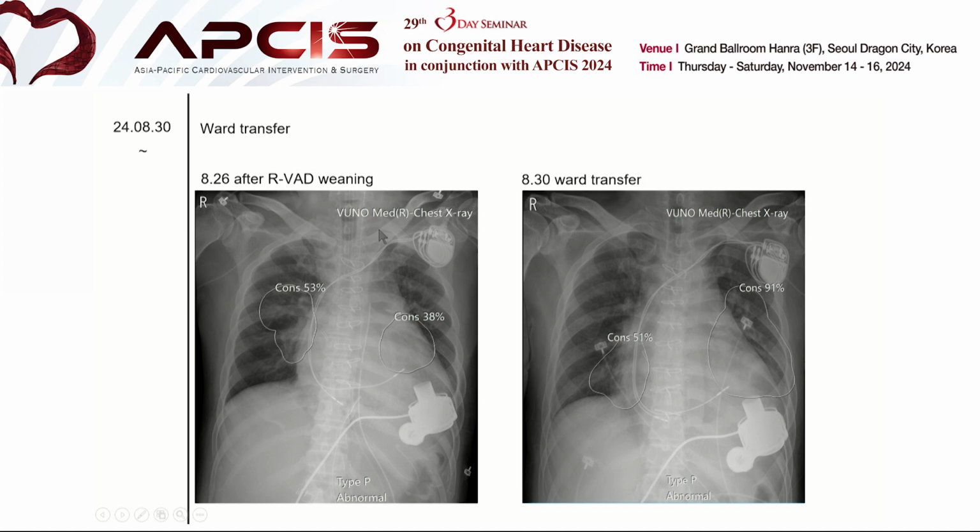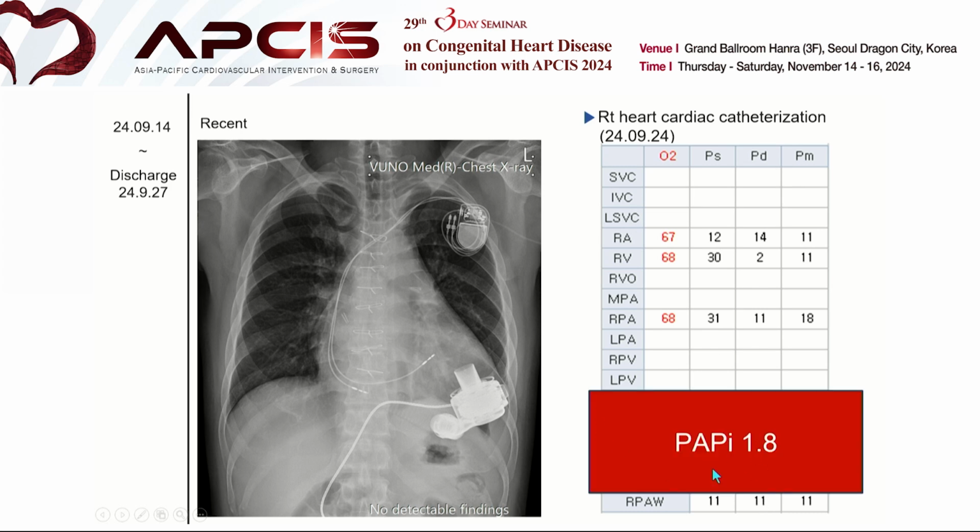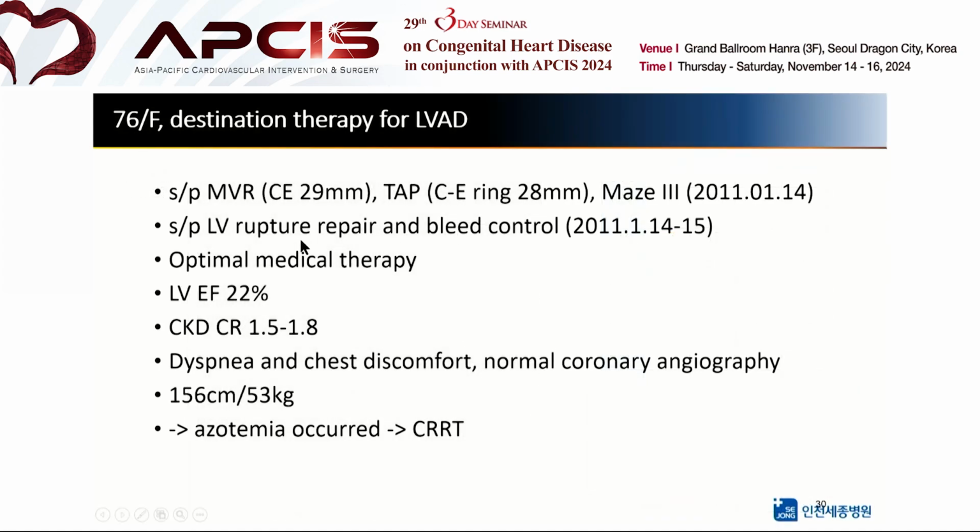So we weaned the RVAD and transferred the patient to the ward. And before discharge, we did the right heart catheterization again. See, the RA pressure was significantly decreased, and also the wedge pressure was decreased, and it was done very successfully. And even though the PAPI was a little bit lower than I expected, he's okay now, and he's stable.